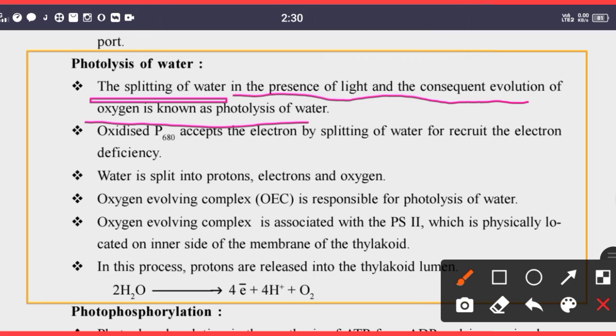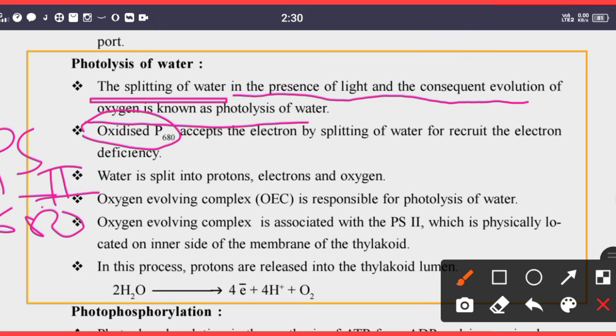So it only occurs in the reaction center of PS2, photosystem 2. In PS2 there is the 680 nanometer chlorophyll. P680 accepts electrons by splitting of the water molecule, to recruit the electron deficiency.